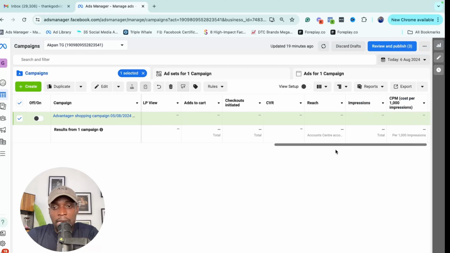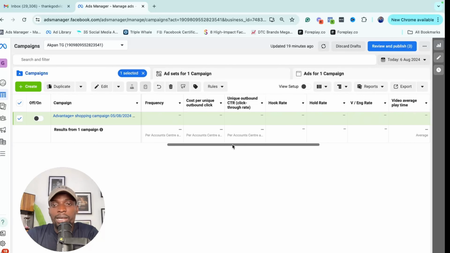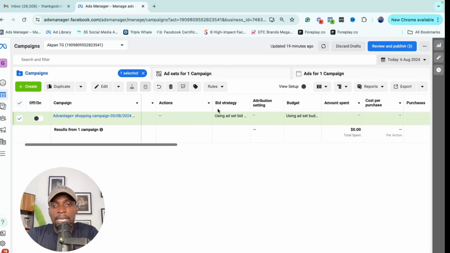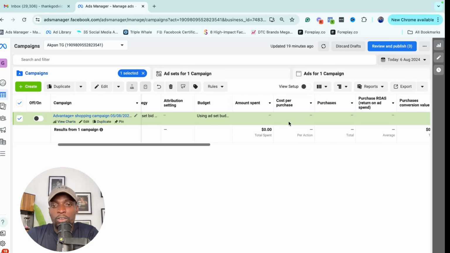So guys, this is how I set up my ad account columns. I use this very often, especially with e-commerce clients. Just look at their data, track effectively, and make informed decisions as I go on in the long run.